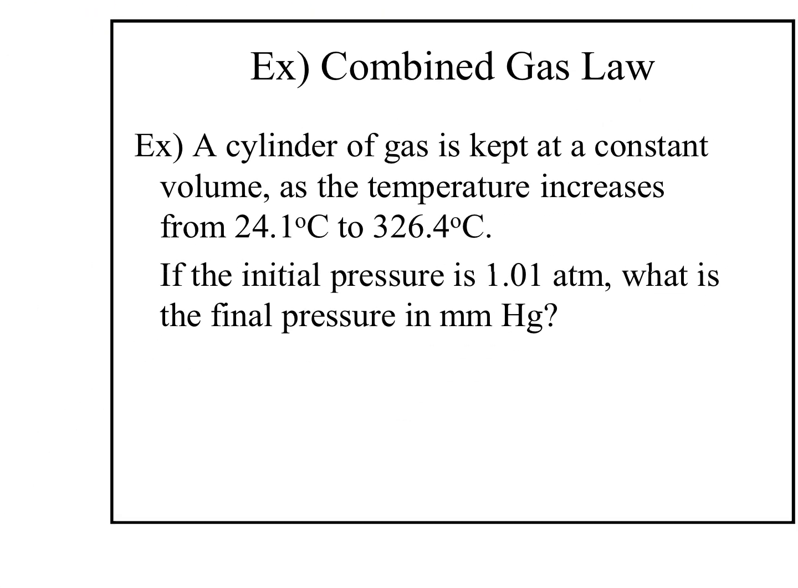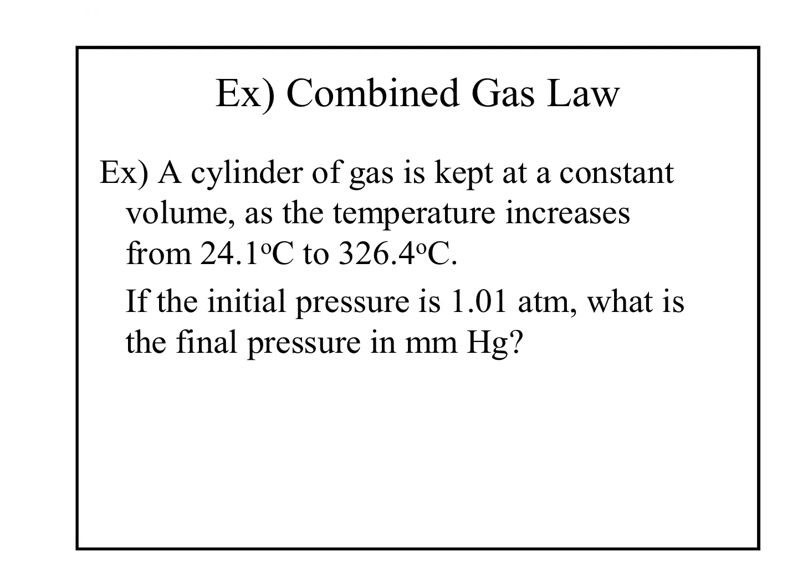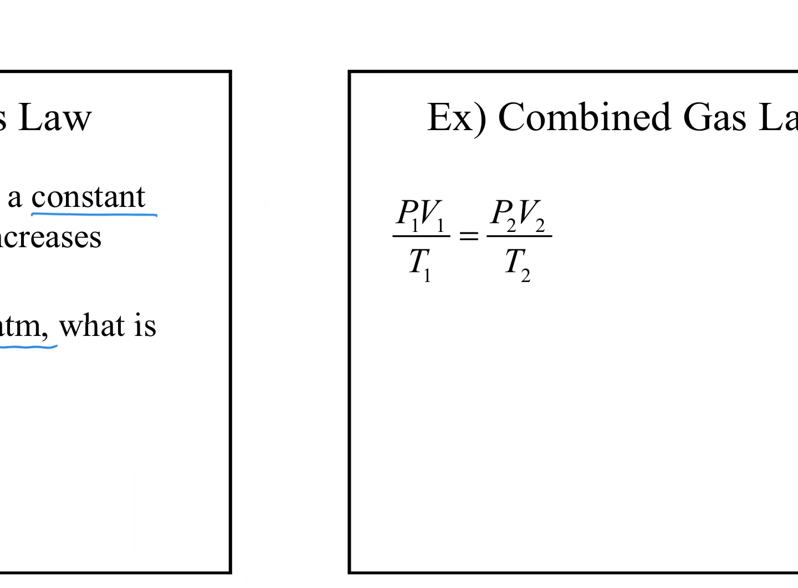All right, so a cylinder of gas is kept at a constant volume. So already we don't even need the entire combined gas law. Constant volume means that it's not going to change, so we can just get rid of that in our problem. As the temperature increases from 24.1 degrees Celsius to 326.4 degrees Celsius, if the initial pressure is 1.01 atmospheres, what is the final pressure in millimeters of mercury? They throw in just one little thing at us here that's a little bit different.